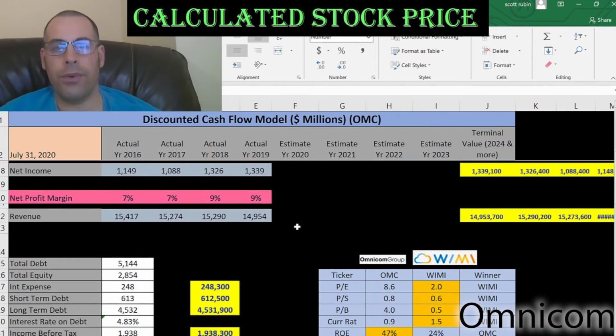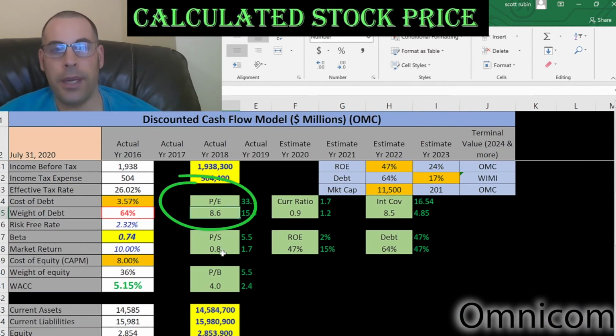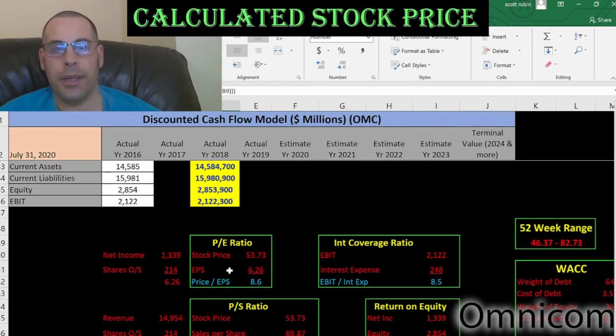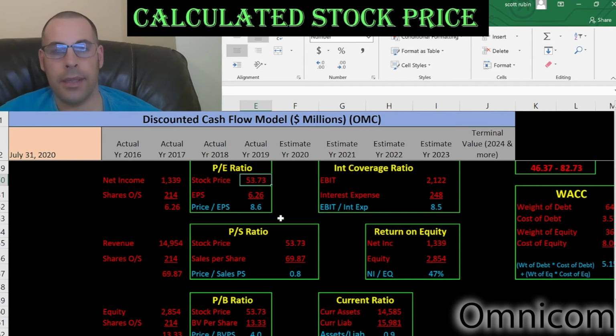Let's look at the financial ratios. They have a really good PE, a good price to sales, and an okay price to book. PE is stock price over earnings per share. And to calculate earnings per share, that's net income over shares outstanding. I like to see below 15, they're at 8.6. They're providing good value here.